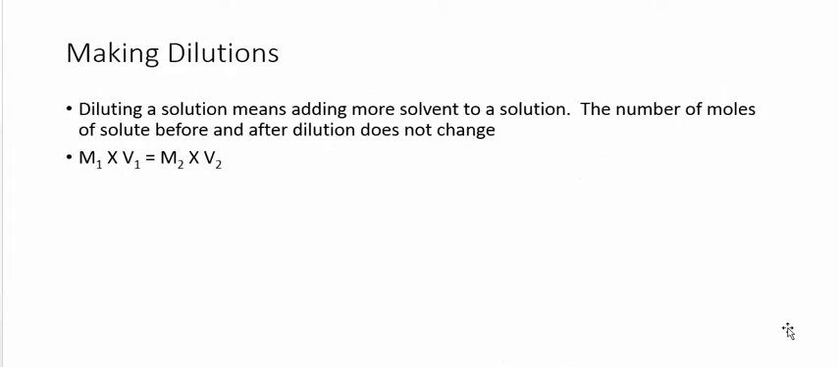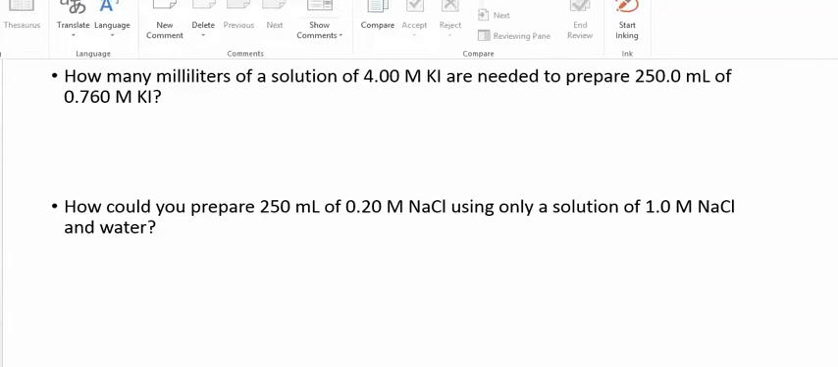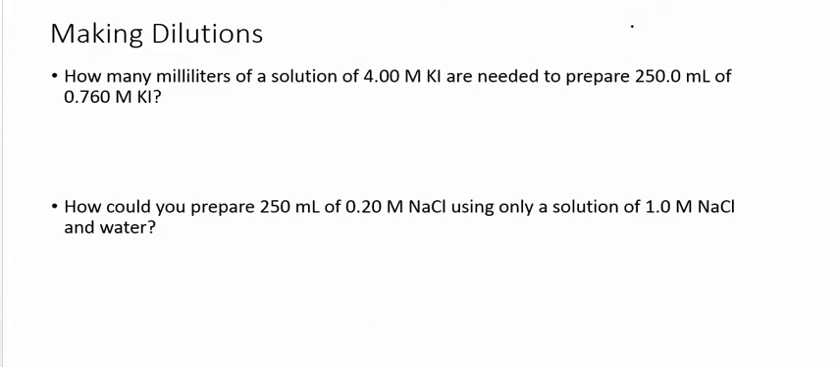When you dilute something, you add more solvent. In most cases, it's adding more water to this solution. The number of moles before or after doesn't change. So my dilution equation is M1 times V1 equals M2 times V2. So here are some dilution problems. I'm starting off with a fairly concentrated solution of KI, 4 molar. I'm ending up with 0.76 molar. How many mL do I need?